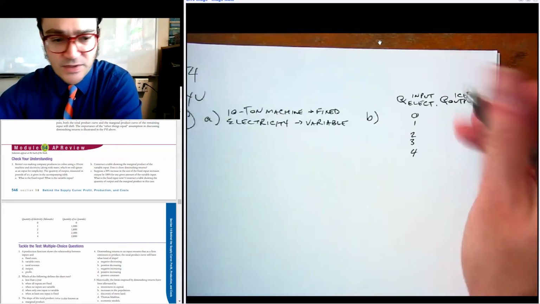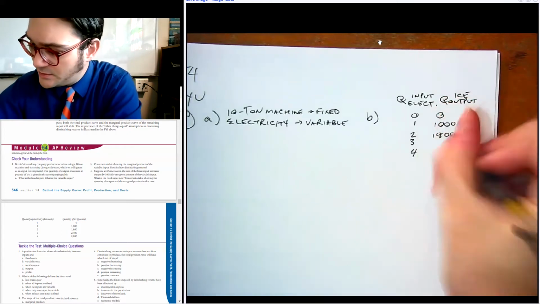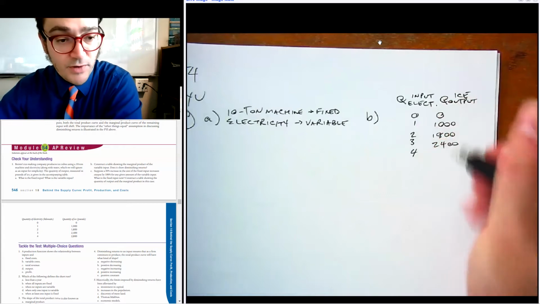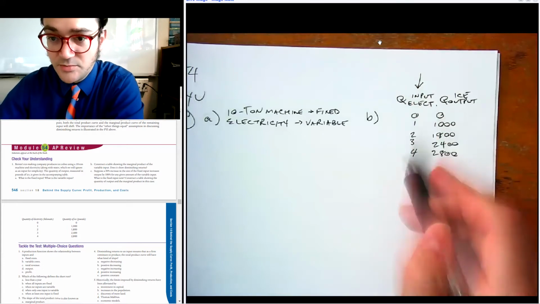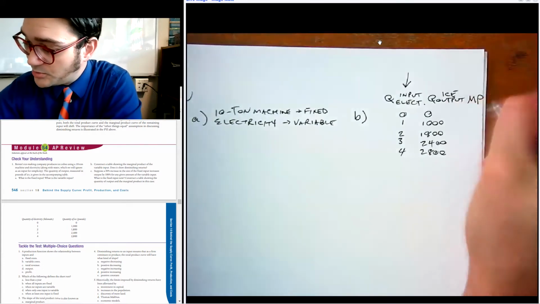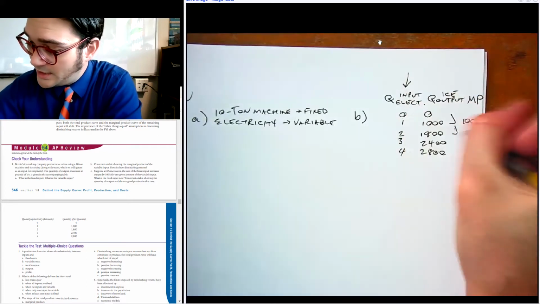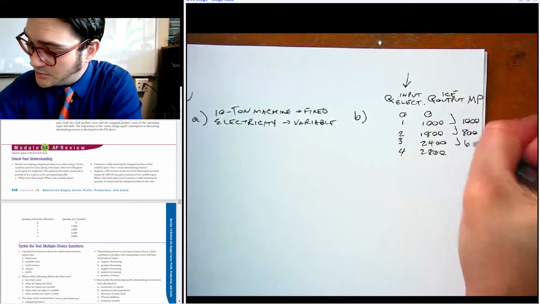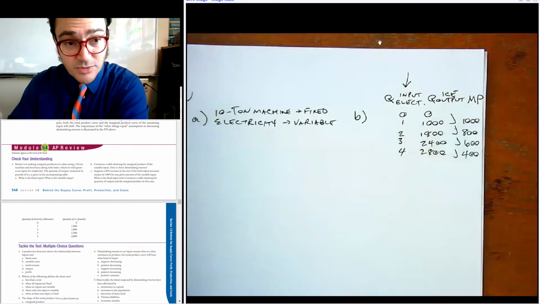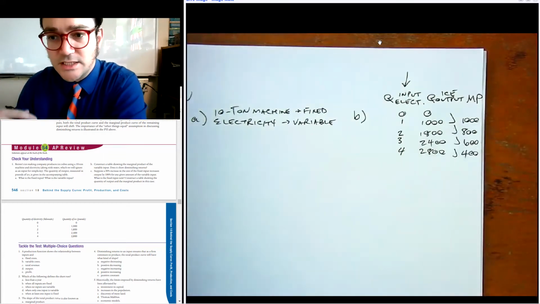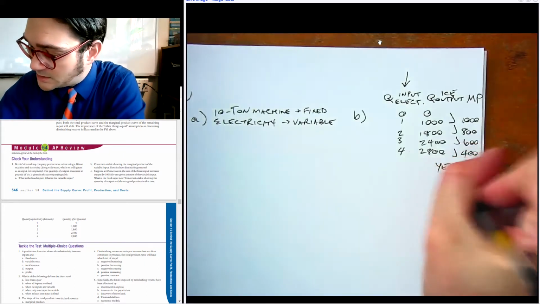So we are given that it goes 0, 1,000, 1,800, 2,400. And actually, you don't need to rewrite these for yourself. What you just need is this input column and then the marginal product column, which would be 1,000, 800, 600, and 400. And we can observe that it's decreasing, right? It's diminishing. It's still positive, but it's 800, 600, 400. So yes, it does. We just write yes.